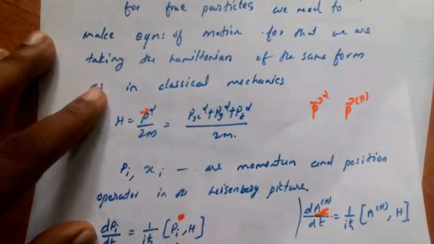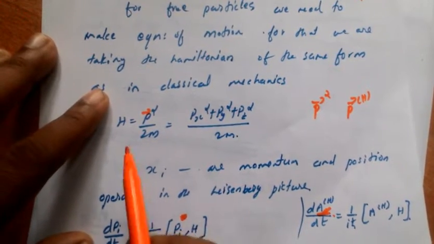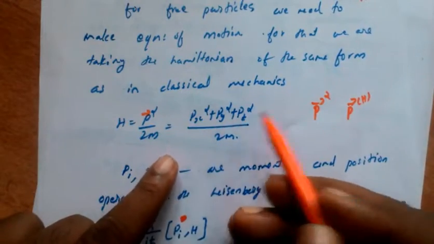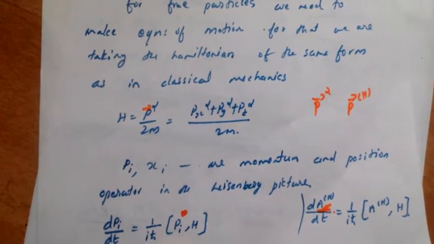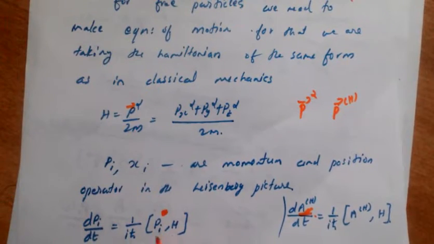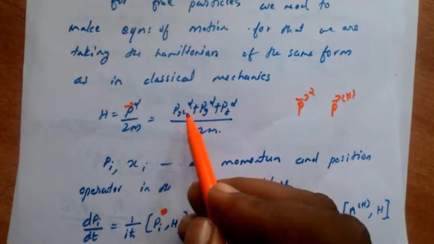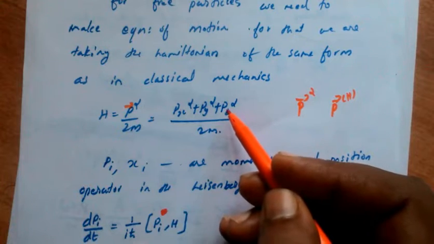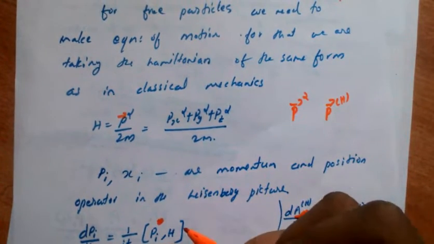When we are considering this commutator of pi and H, just look at this. H is a function of momentum, px, py, pz. And here it's pi, which means it may be px or py or pz. And we know the commutator of momentums, that is pi. If instead of H, it will come px square plus py square plus pz square. Both are functions of momentum, and then this will be equal to 0.